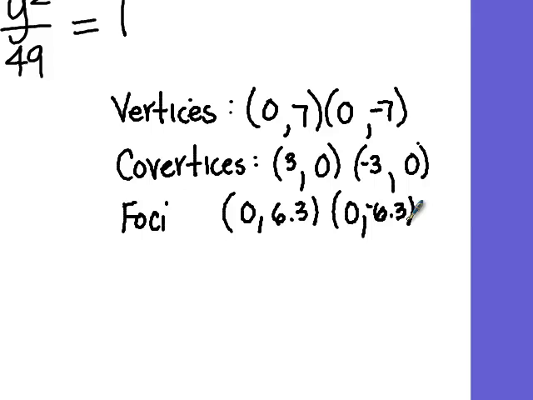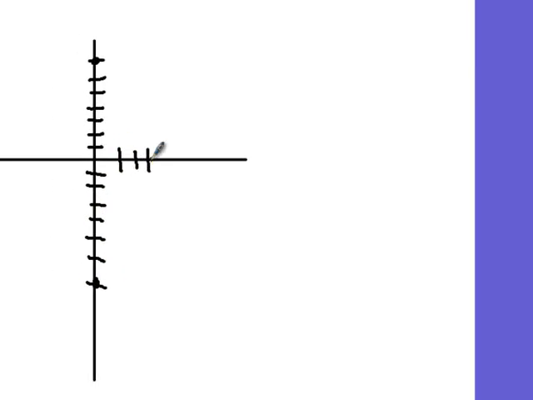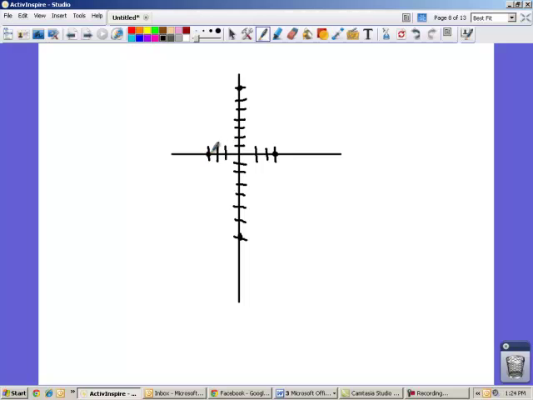And we're ready to graph. Now, because this is vertical, we're going to take the bigger number and go this way. So 1, 2, 3, 4, 5, 6, 7. And 1, 2, 3 on each side for the co-vertices. Sketch it in. Put the foci, which was 6.3.